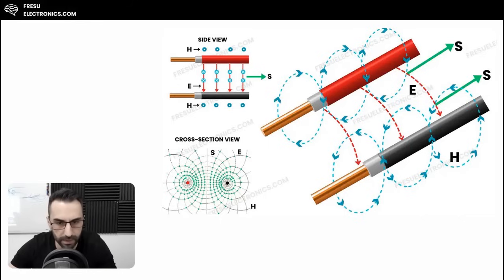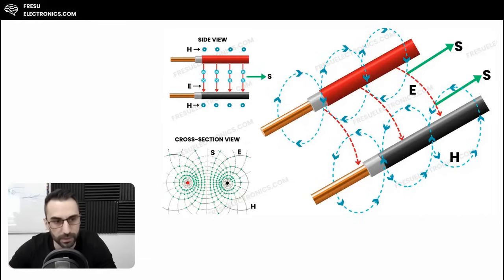They are surrounding the conductor, forming circles. If we look at the cross-section view, we can see clearly how the circles are surrounding each conductor. We have these two conductors surrounded by these circles. We can also see how the electric field starts from one conductor and terminates on the other conductor. This is what allows the signal propagation, which is essentially the electromagnetic energy propagating here, also denoted by the Poynting vector.